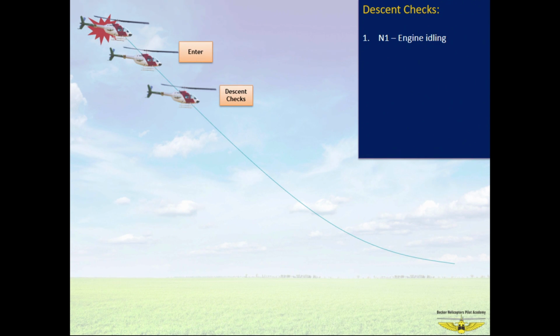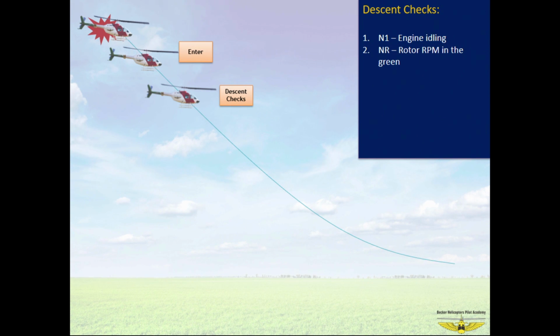So in a turbine, that'll be looking at your N1 or your N2. In a piston, you just want to look at your engine RPM. Where is it? Maybe use that throttle. See if you can get it to change. So what's it doing? Have a look at your rotor RPM.